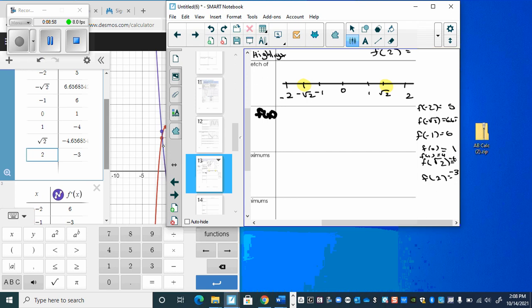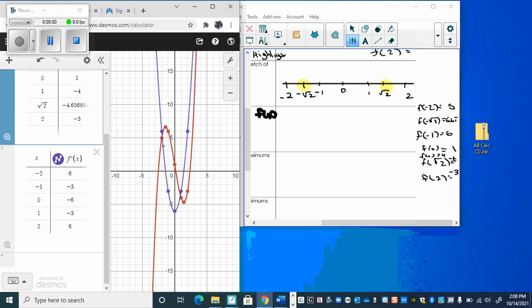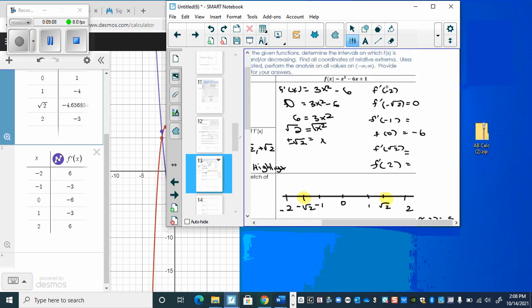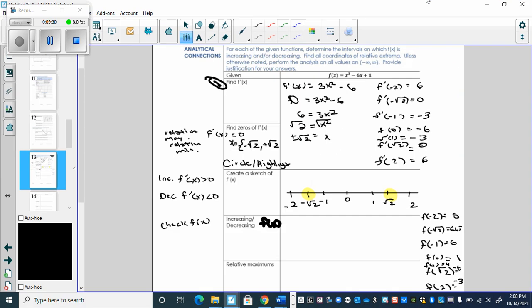Now for f of x, once I type in f of x in Desmos, I can just type in f prime of x to graph the derivative. So for f prime of x, I have 6, negative 3 at 1, negative 1, 0, and I forgot f prime of 1, which is negative 3, and I have 6. So I have those values.